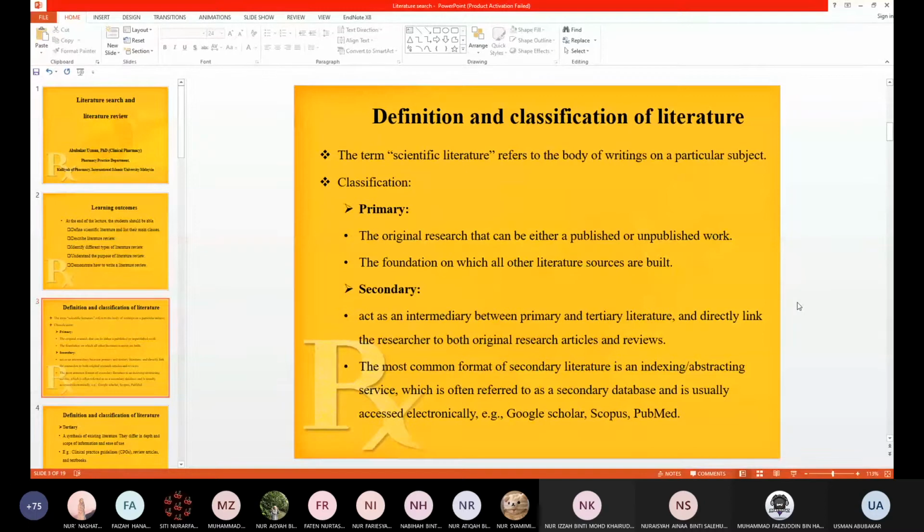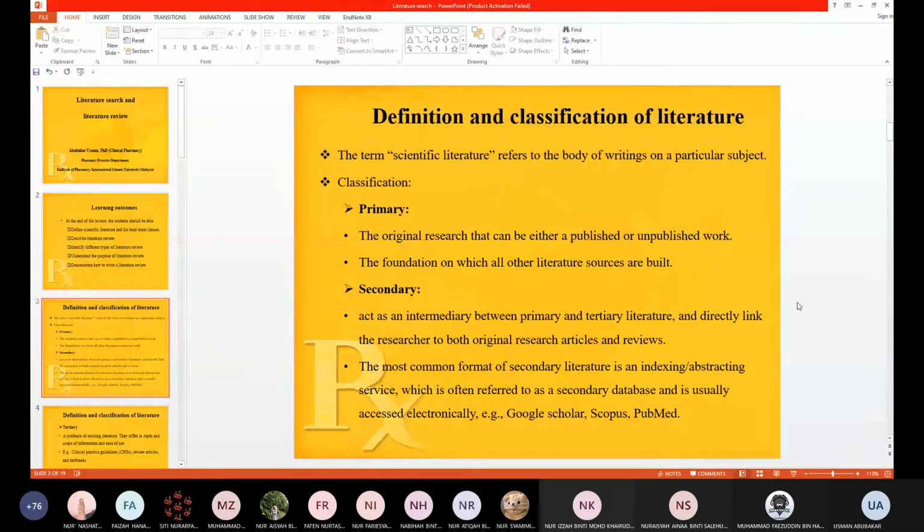So for primary, they are usually the original sources of information. These include original articles that are either published or even unpublished work that are the source of certain ideas. So usually all the other sources of information tap their information from the primary sources.